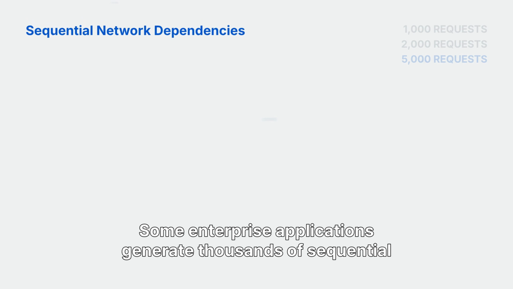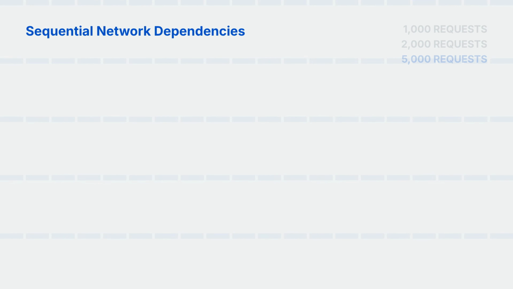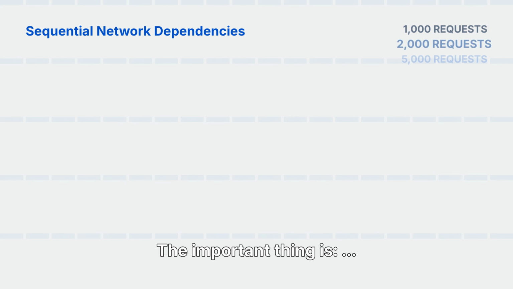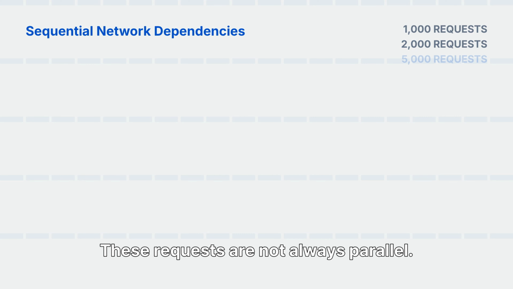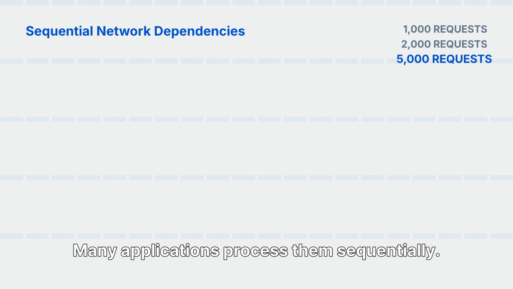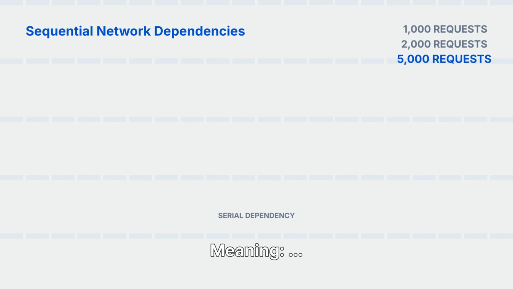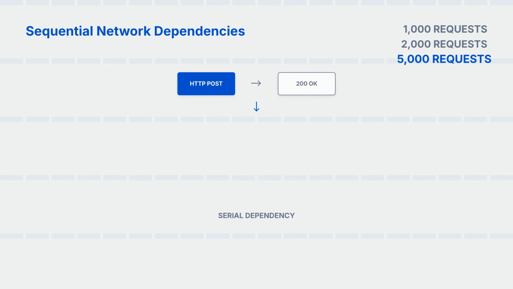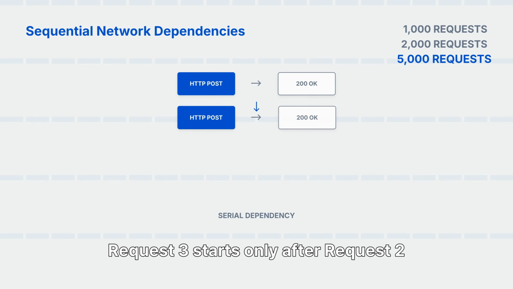Some enterprise applications generate thousands of sequential requests. For example, 1,000 requests, 2,000 requests, sometimes even 5,000 requests. The important thing is, these requests are not always parallel. Many applications process them sequentially, meaning request 2 starts only after request 1 finishes, request 3 starts only after request 2 finishes, and so on.